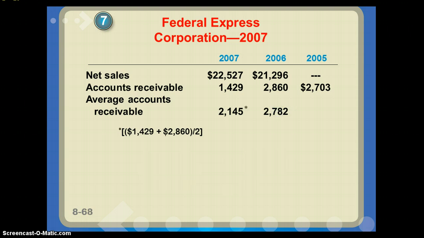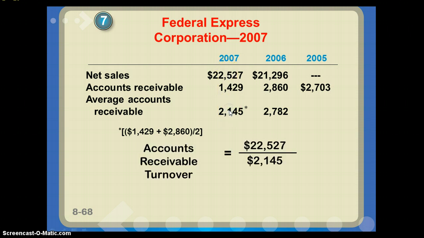Looking for 2007, it's the same process. The average accounts receivable is what's different. We take our accounts receivable for the previous year plus the accounts receivable for our current year, divide it by 2 to get a new average accounts receivable. This turnover is going to be different because our net sales and our average are different. We take net sales of 22,527 divided by our average receivables of 2,145. We get our turnover of 10.5.